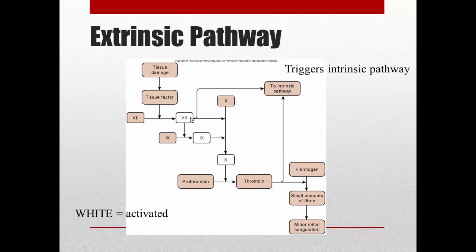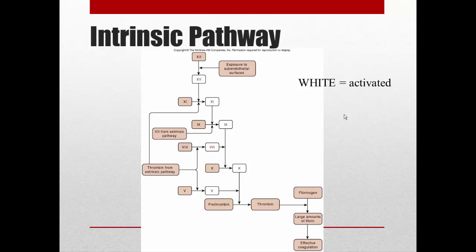Now you'll also notice that activated 7 goes off to the intrinsic pathway, and thrombin will be involved in the intrinsic pathway as well. Let's look at that one next.